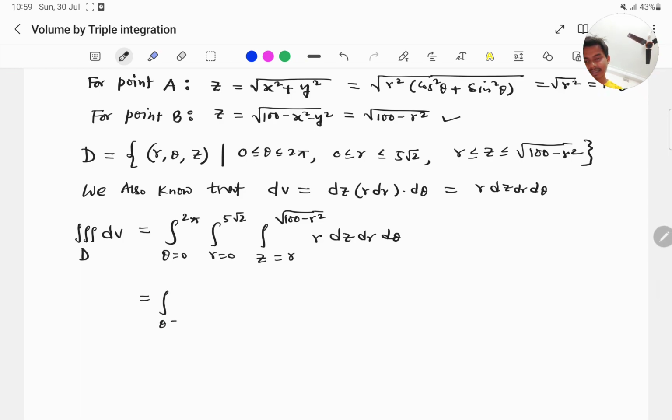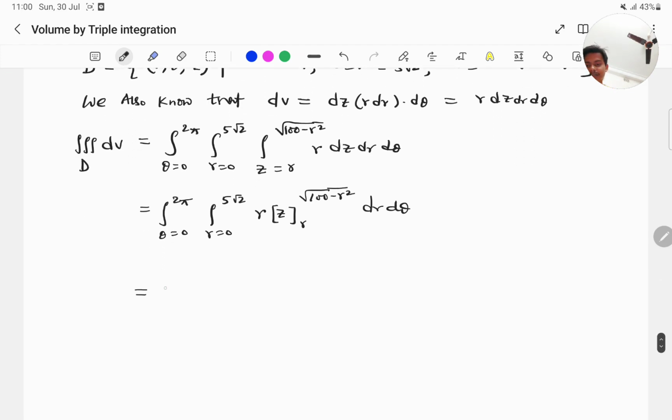We get here theta from 0 to 2 pi, and r from 0 to 5 root 2, and here if we calculate, then r, z, so lower limit to upper limit, so 100 minus r square, dr d theta. Now if we simplify, theta equal to 0 to 2 pi, r equal to 0 to 5 root 2, and here it will be r times the square root of 100 minus r square minus r square, dr d theta.